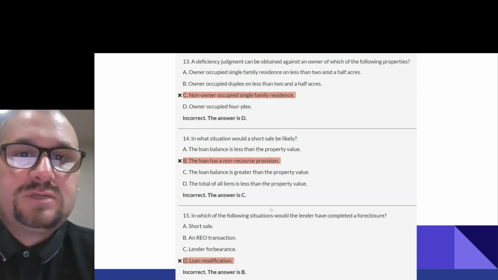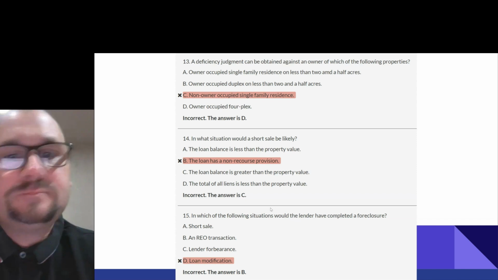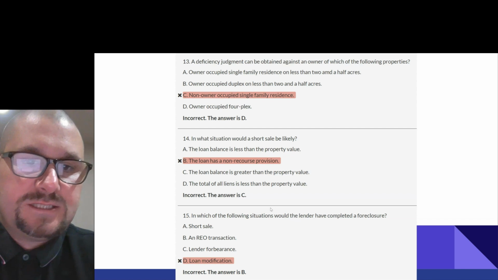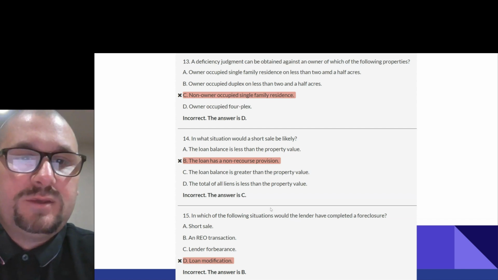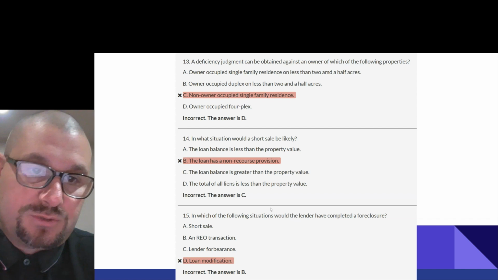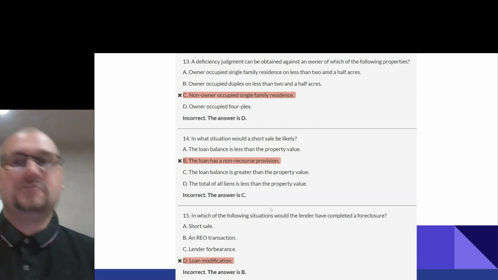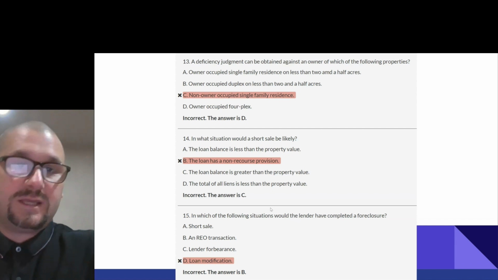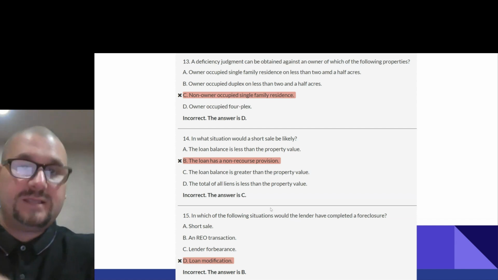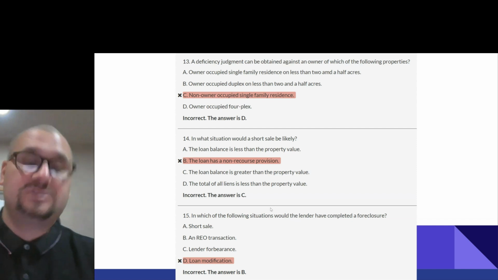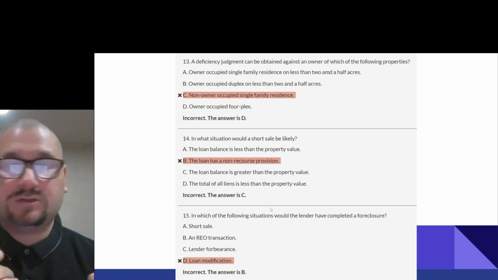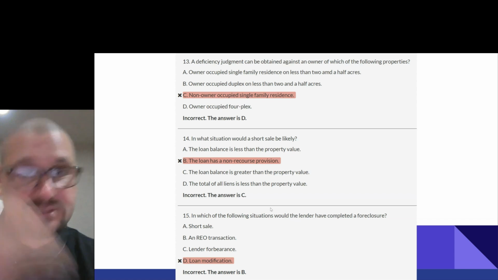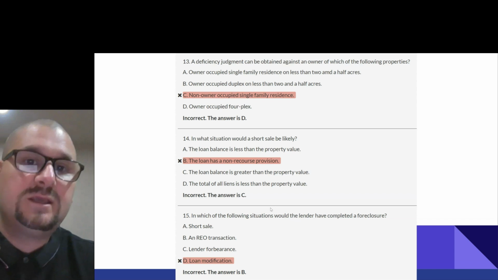14, in what situation would a short sale be likely? C, the loan balance is greater than the property value. That's literally the definition of a short sale. If you go on Facebook, you'll see sometimes this house is a short sale. What's a short sale? That means you owe more money than it's worth. So the bank says they're probably not going to get their money, so they'll take a loss and do what's called a short sale. So you sell it at a loss, because you owe too much money.